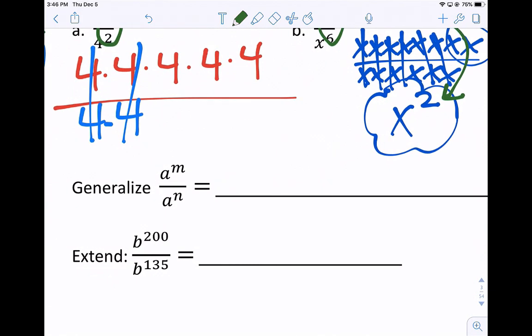So to generalize, when you have the same base and those exponents are being divided, it will be that base to the m minus n power. So extend, if we have base b to the 200 power over base b to the 135th power, if we subtract those, we'll get b to the 65th power.